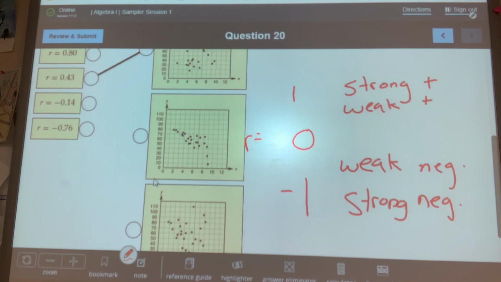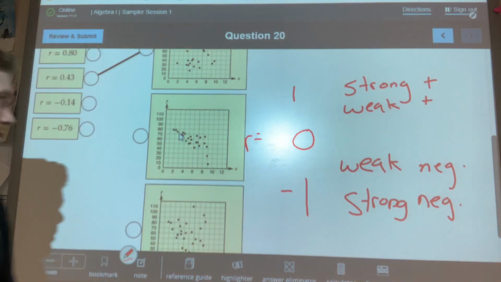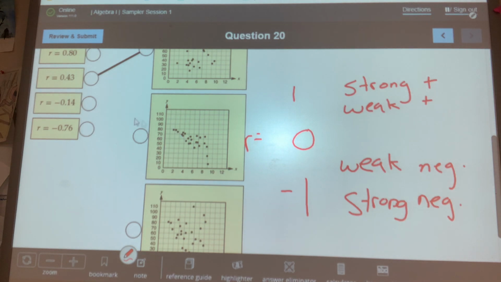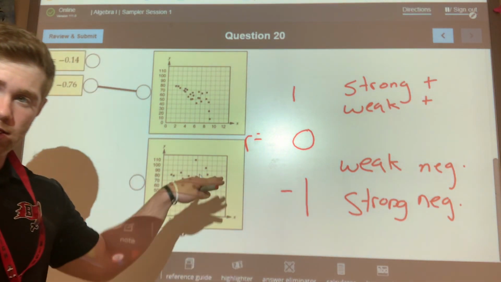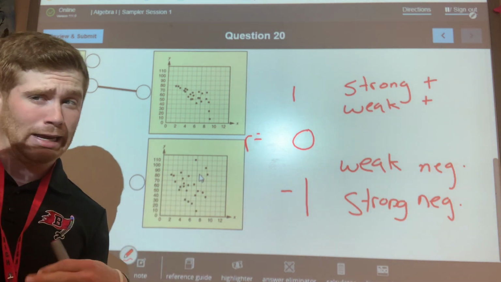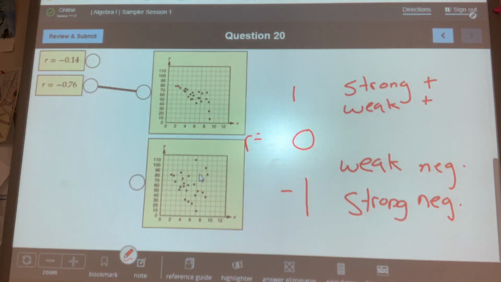Okay, the next one, I'm like, yeah, that's definitely a negative. So I say it has to be negative 0.76 because that's closer to -1. And this one's trending in the negative direction. So it's negative, so it has to be this one.